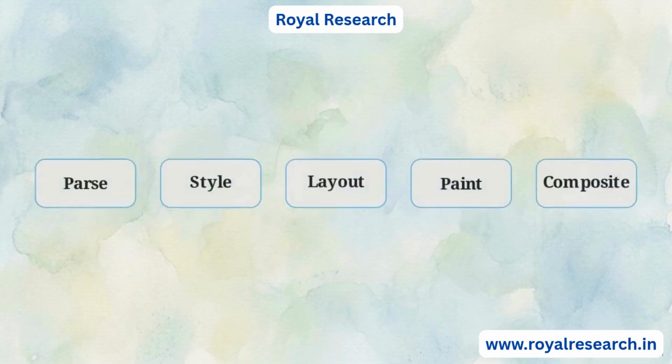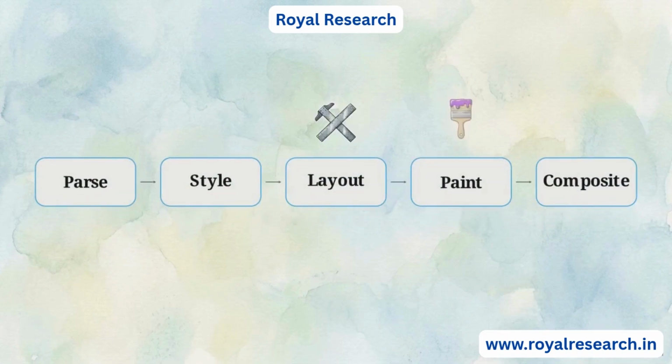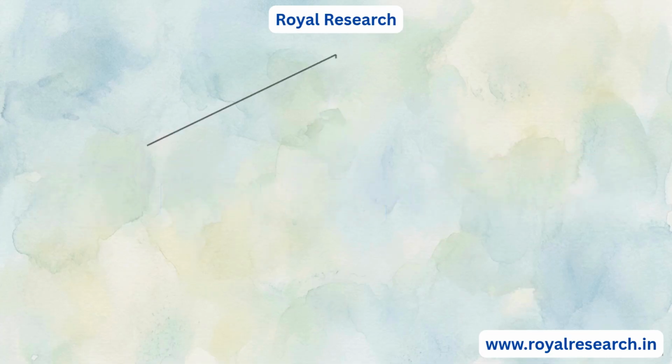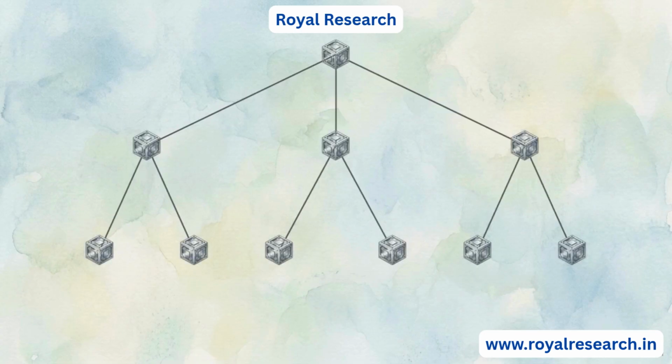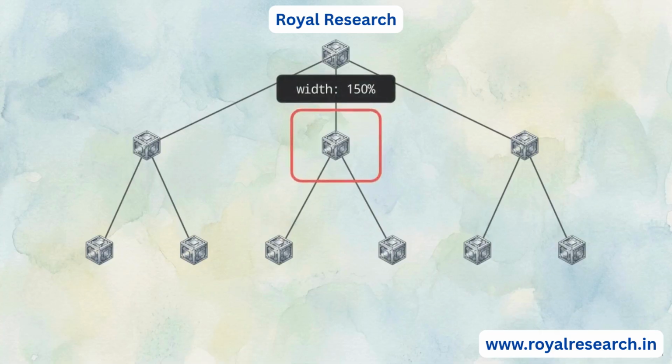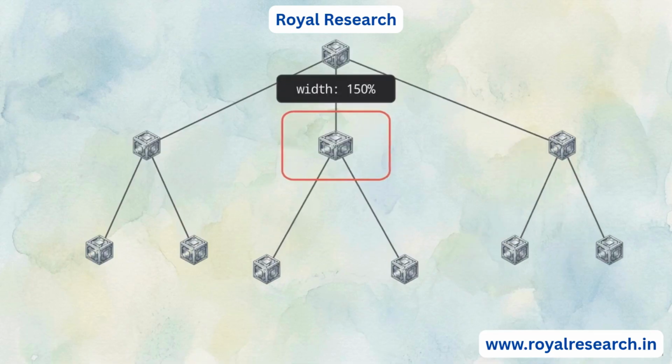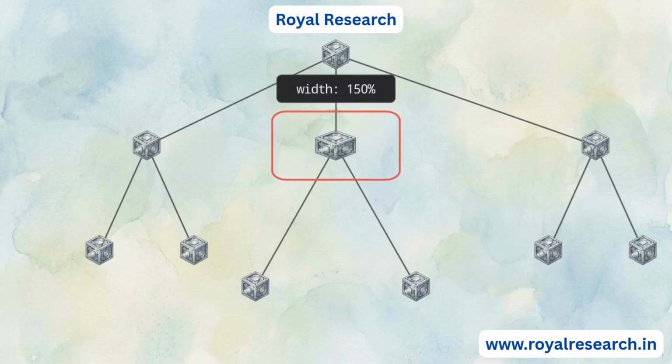When a browser displays a page, it follows a linear pipeline. It parses HTML, calculates styles, determines layout, paints pixels, and finally composites the layers. In the layout phase, the browser calculates the exact geometry and position of every element in the document object model, or DOM. If we change a geometric property, like setting a node's width to 150%, that element expands.